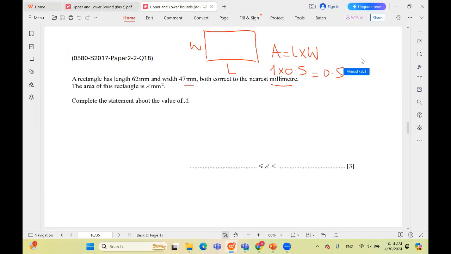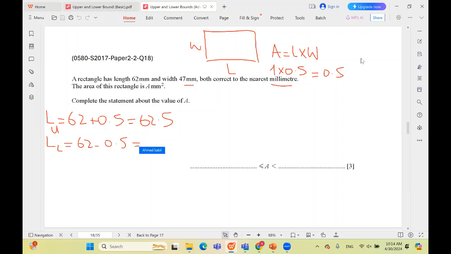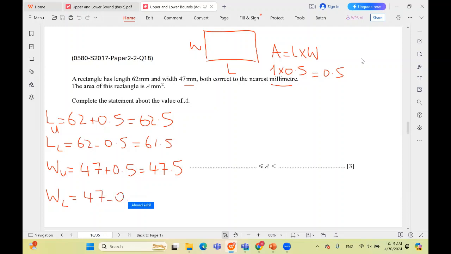So let's get the upper and lower bounds for each. We have 62 plus half. This is the L upper, which is 62.5. And then the lower bound for the length will be 62 minus 0.5, which is 61.5. The upper bound for the width will be 47 plus 0.5, which is 47.5. And the lower bound for the width will be 47 minus 0.5, and this is 46.5.